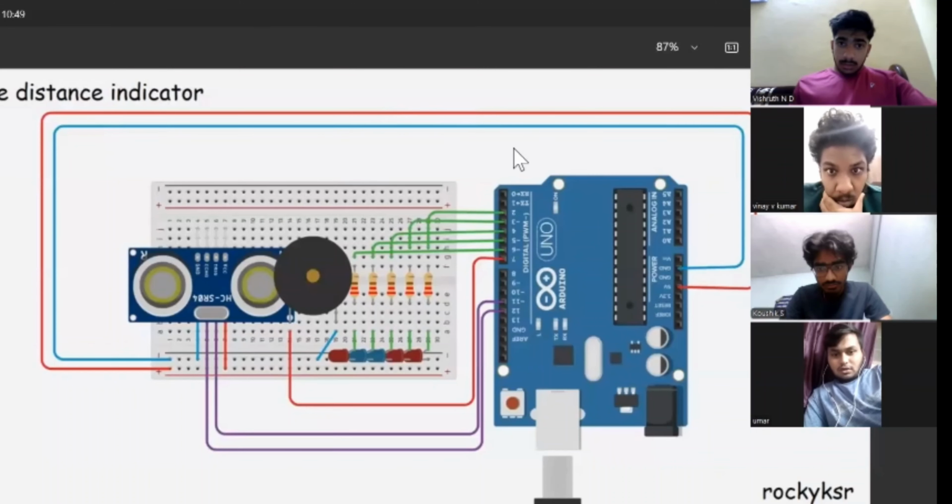And the breadboard connection. The breadboard distributes the power. The red line is 5 volt and the blue line is GND. All LEDs, buzzers, and sensors share the same ground.